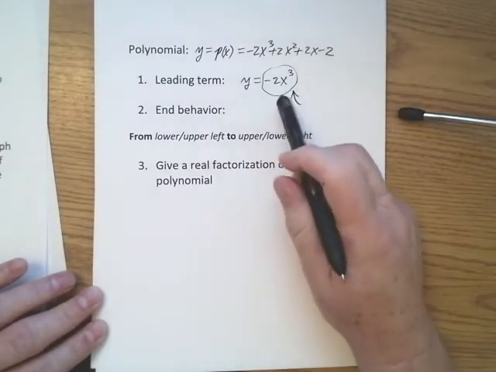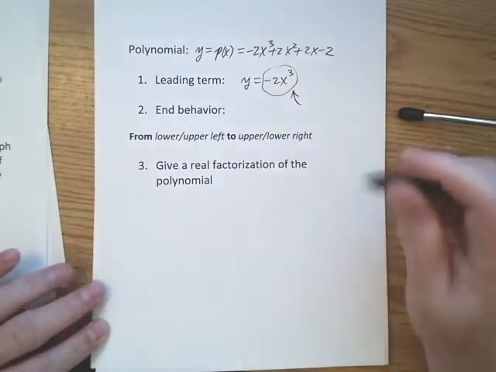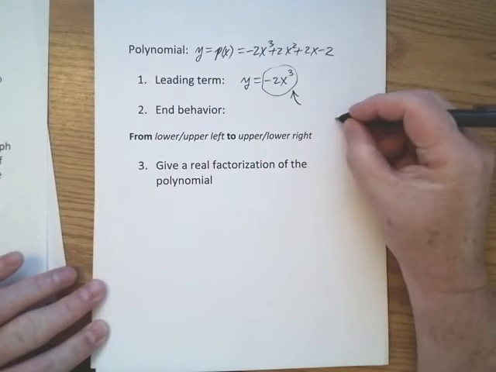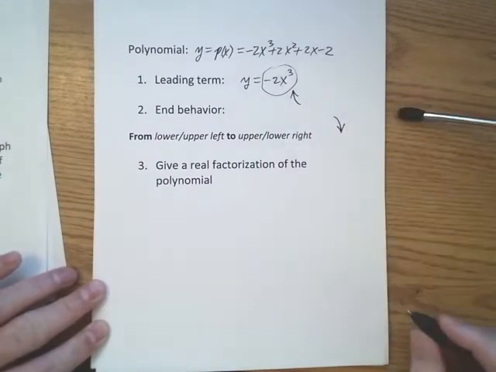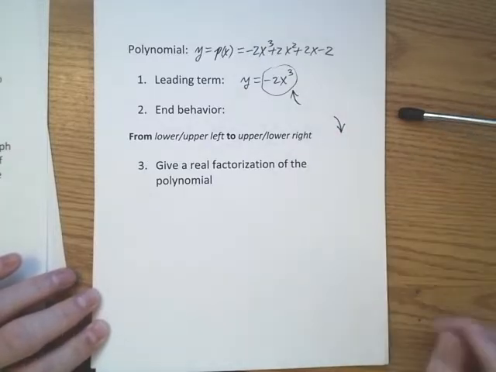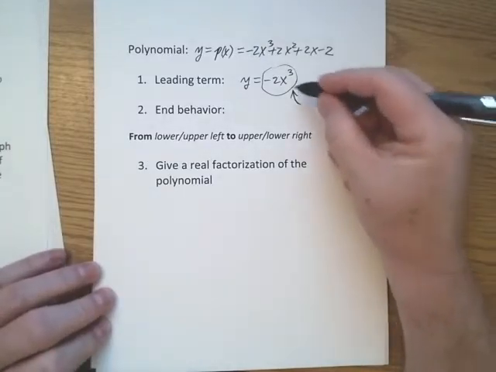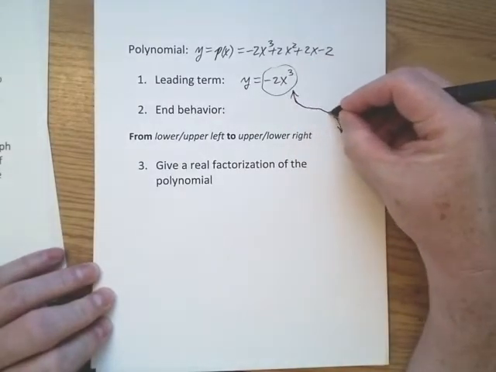If I go to the other end where x is positive, imagine taking a large positive number and cubing it and then multiplying that result by negative 2. I would get a number that's large in absolute value, but it is actually a negative number. So the graph of this thing would look like this.